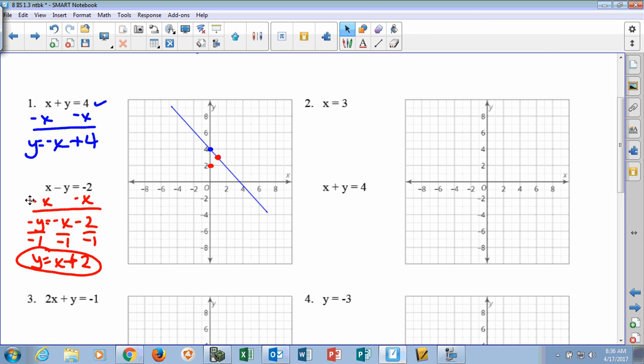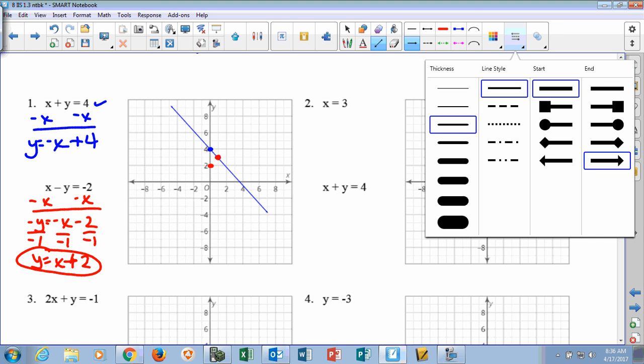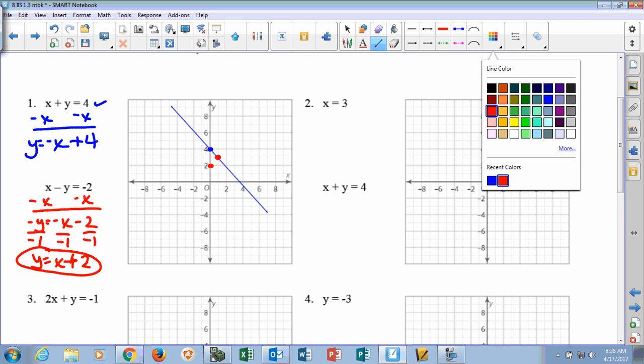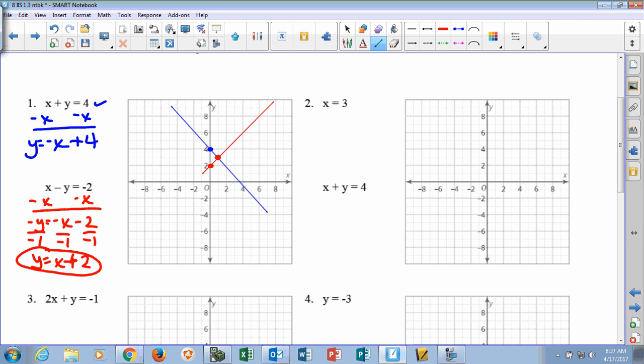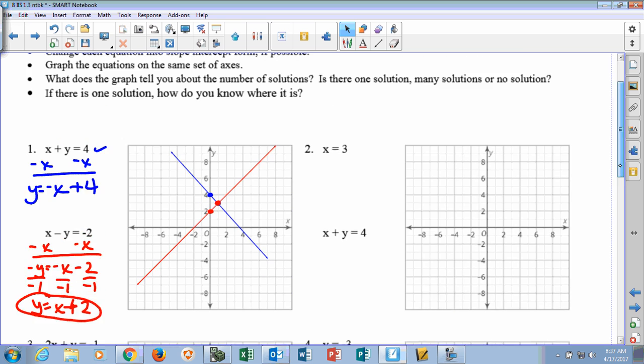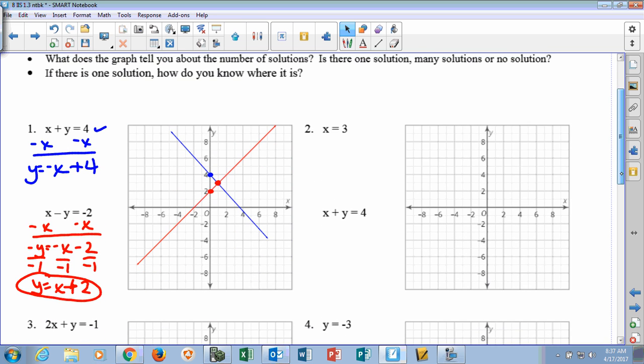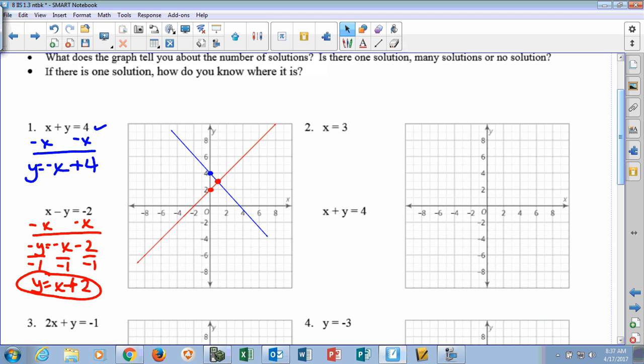So what we're going to do now is make our red line and very carefully go through. Okay, so now to answer the questions above, do we have one solution here, many solutions, or no solutions? We said 1. Why is there one solution? Because it only intersects at 1 point. So yes, there's one solution here.